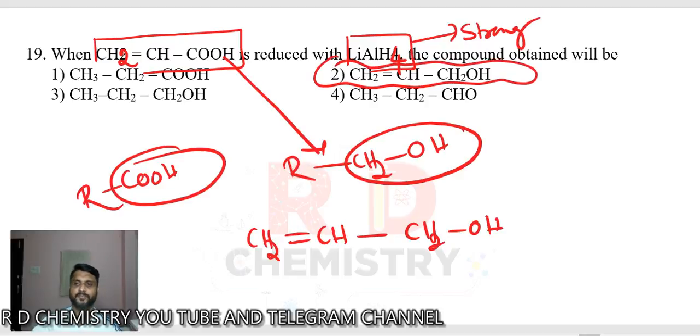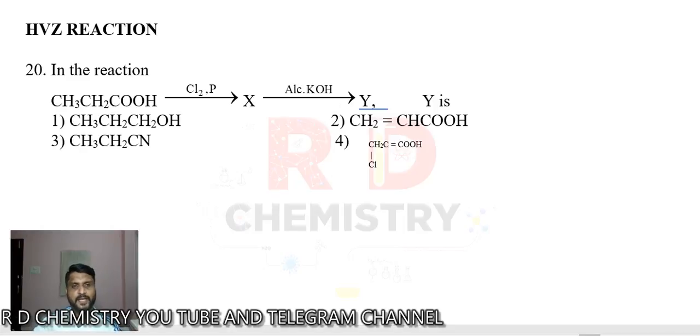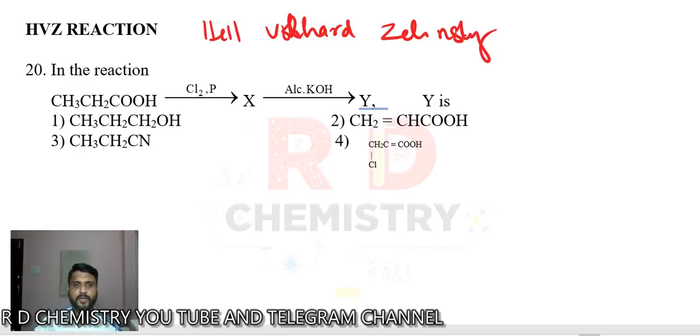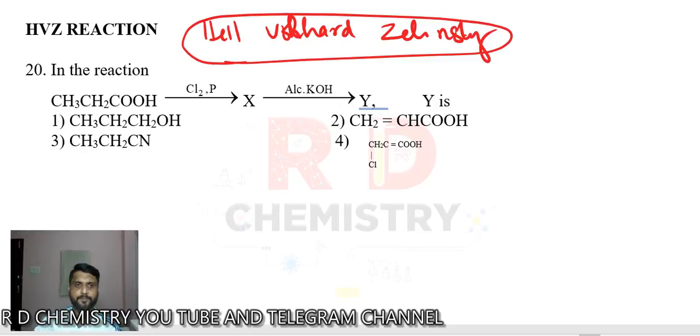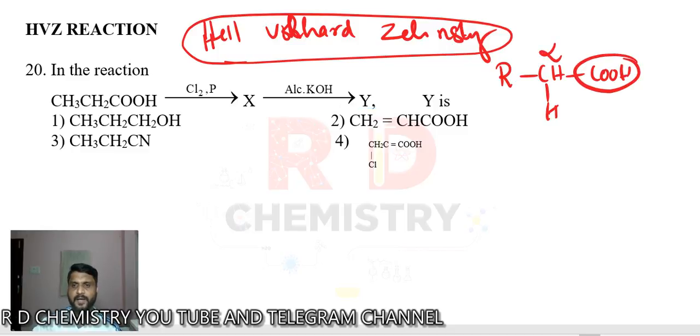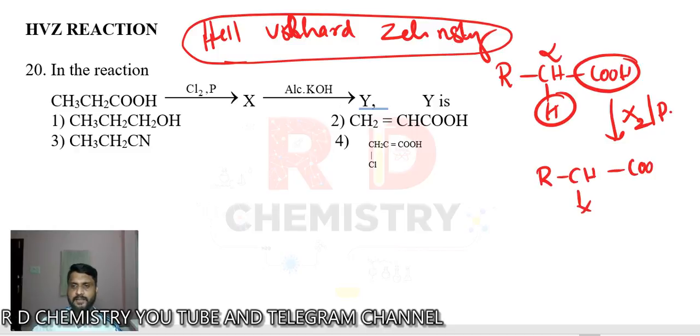Next one about the HVZ reaction, Hell-Volhard-Zelinsky reaction. This chapter is one of the important chapters for organic chemistry. Read the entire chapter, I am discussing briefly here. Now, what is the HVZ reaction? Suppose there is a carboxylic acid containing an alpha hydrogen atom with respect to the functional group. Next carbon is alpha carbon, hydrogen is alpha hydrogen. Suppose I carry out halogenation in the presence of red phosphorus. What will happen? It undergoes alpha halogenation.